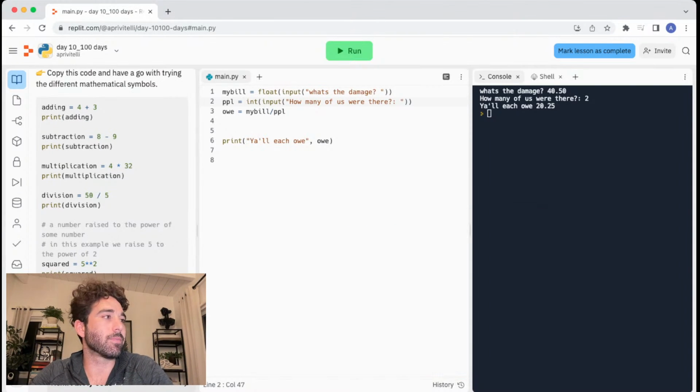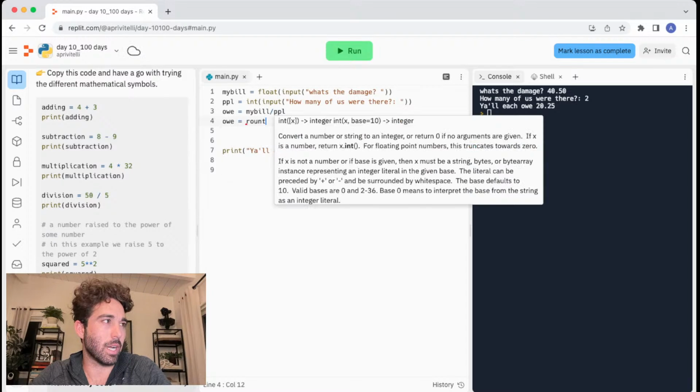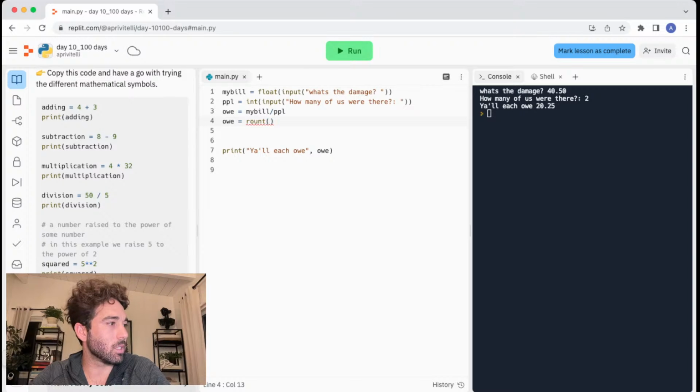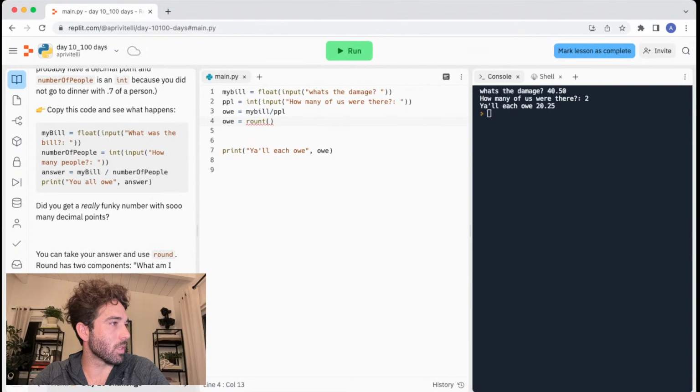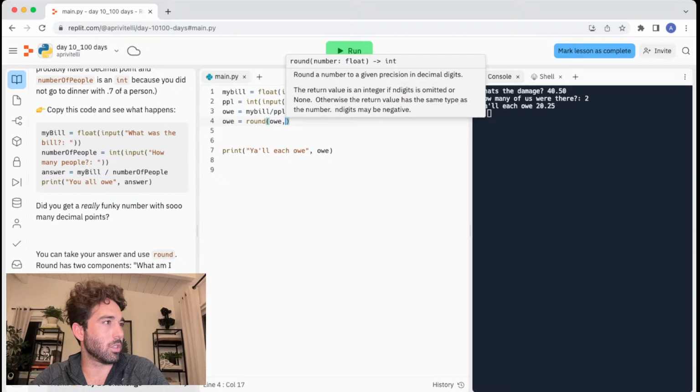Let's figure this out. But then we want to do answer equals round. What was it? Okay, let's split the bill. How do we get to round? Round. Answer equals round answer to 2.